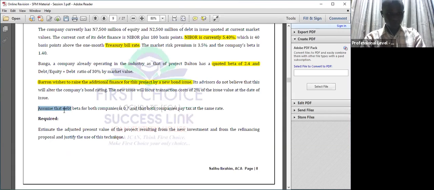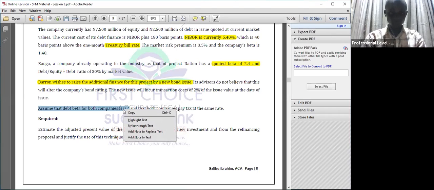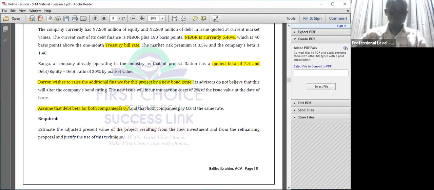Look at what I underline here. Assume that debt beta for both companies is 0.7. Can you see it? Assume that debt beta for both companies is 0.7. It's 0.7. So I did not compute it, rather it was given in the question. It is when it is not given in the question that you assume it is 0. I believe that is clear.